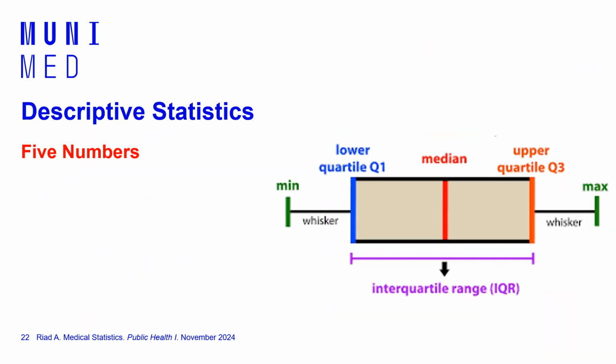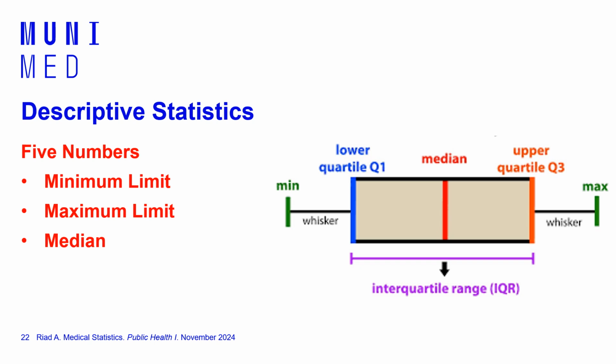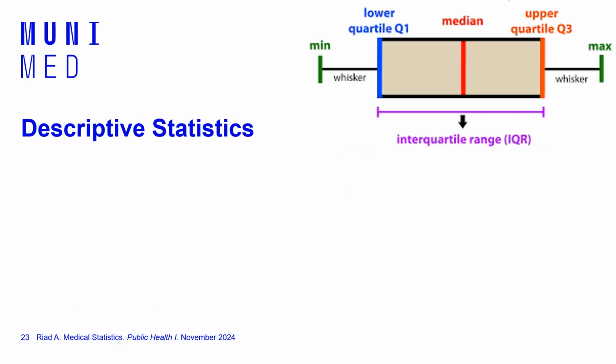So let's get back to descriptive statistics and remember the five numbers. What are the five numbers? The five numbers include the minimum limit and the maximum limit. This is the smallest value in the sample and the highest value in the sample. And then we have the median, which is the value that splits the sample into two equal halves. Then we have the lower quartile and the upper quartile. The lower quartile is the first 25%, the upper quartile the 75th percent. So these are the five numbers that are usually used in descriptive statistics.